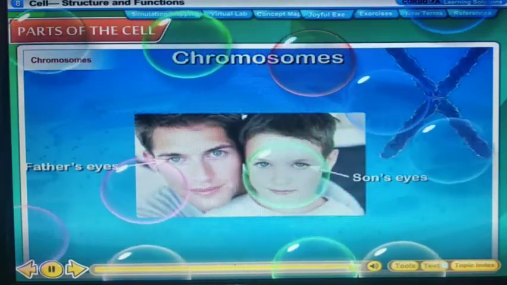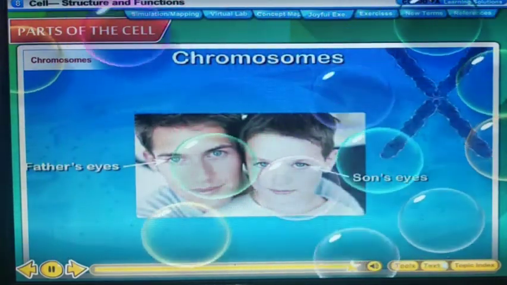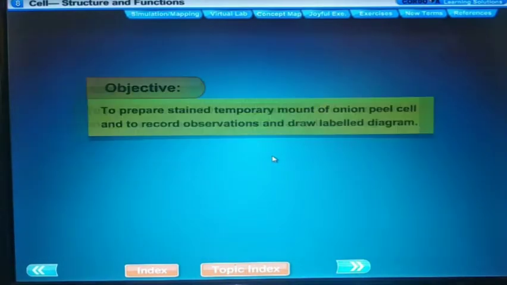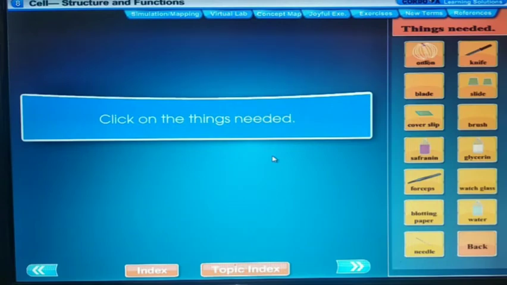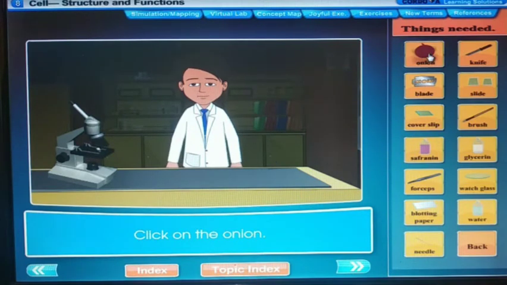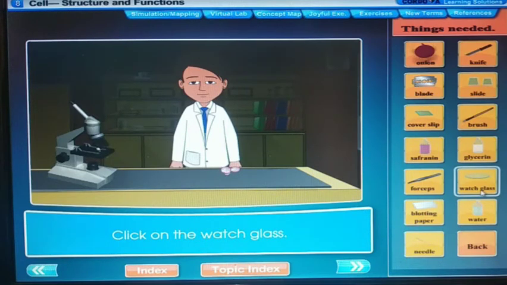Objective: to prepare stained, temporary mount of onion peel cell and to record observations and draw labeled diagrams. Click on the things needed. Click on the onion to place it on the table. Click on the knife to cut the onion into pieces. Click on the watch glass to put a piece of onion on it.